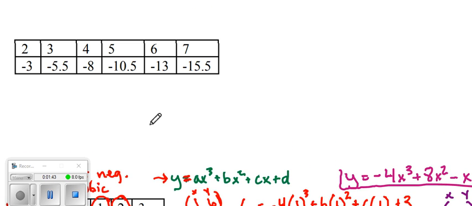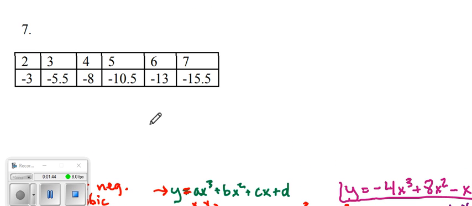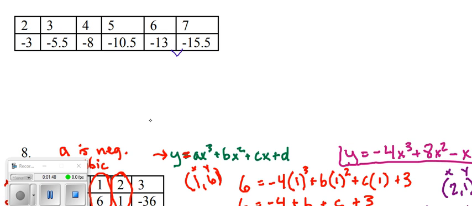It requires you to do 2 steps. A little faster, but it's only one difference here. Because negative 15.5 minus 13 is negative 2.5, and these are all negative 2.5. So how can I get this next one? So I take negative 3, and I take away negative 2.5, and I get negative 0.5.